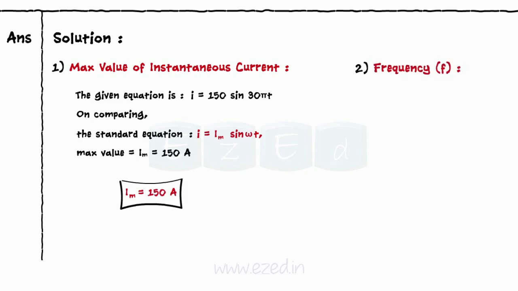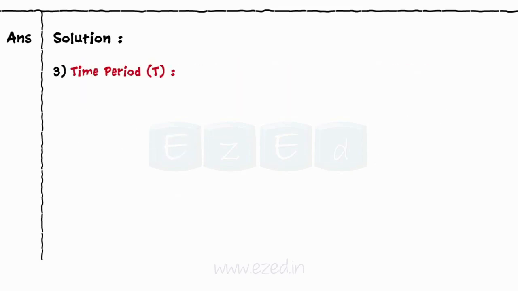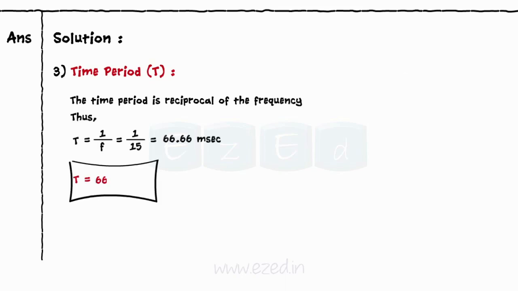The frequency is calculated from the angular velocity. We know that omega equals 2 pi f. Thus we get the frequency f equal to 15 Hz. The time period is the reciprocal of the frequency. Thus T is equal to 66.66 milliseconds.